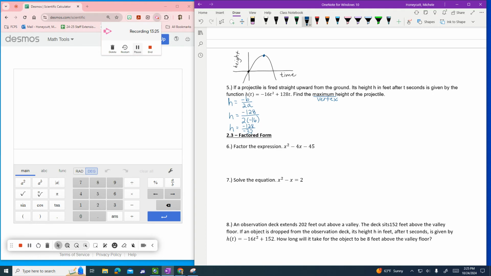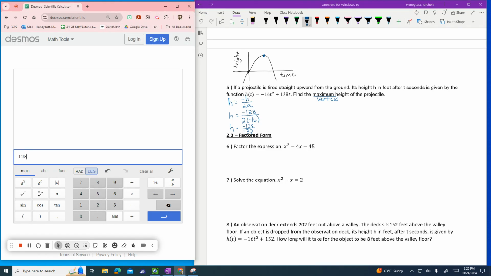And let's see, -128 divided by -32 is 4. So h equals 4, and that's the h as in the hk, not height. So I know that the vertex is at 4, comma, some number. Well, 4 is the time, so that's seconds, 4 seconds.